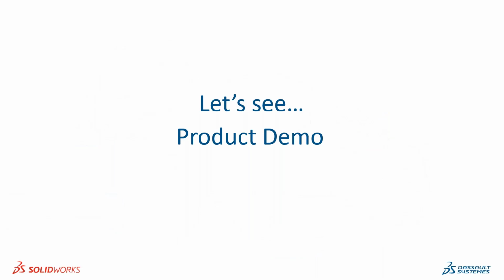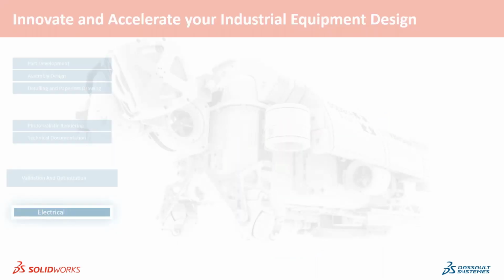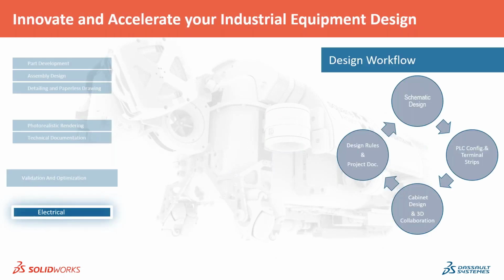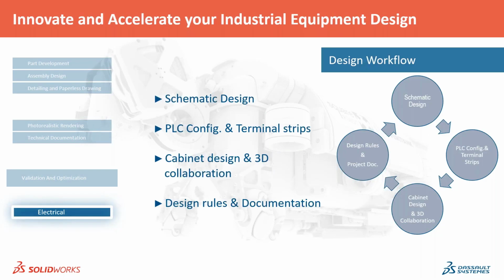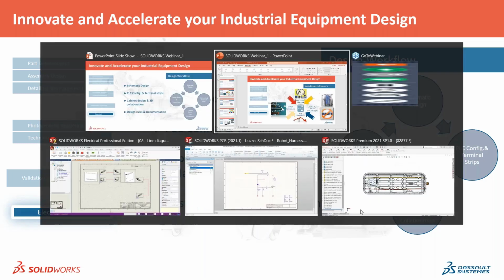So here, let's see the SolidWorks product demo, how SolidWorks can help us in getting the collaboration done. Before that, we'll just see what the agenda is, or what the design workflow is. First, we'll see how the schematic design is done with the help of SolidWorks Electrical 2D. Then we'll see how we can configure the PLCs and design the terminal strip drawings. Then we can go through the cabinet design, that is the GA drawings, and the 3D collaboration. At last, the design rules and the documentation process.